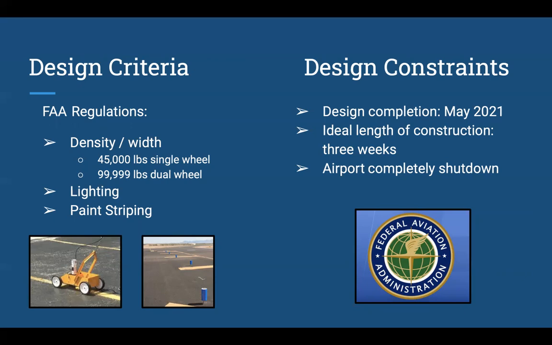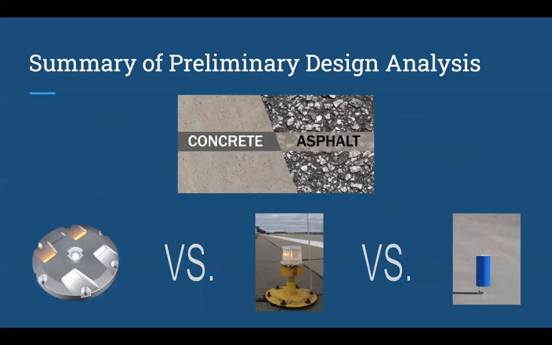Then from that, we were looking at our design constraints. And really, our only constraints were that we needed the design completion by the second week of May. And our maximum for construction was 3 weeks, and that is due to the airport actually having to completely shut down for this construction. And so the 3 weeks is the maximum that the airport is okay with being shut down.